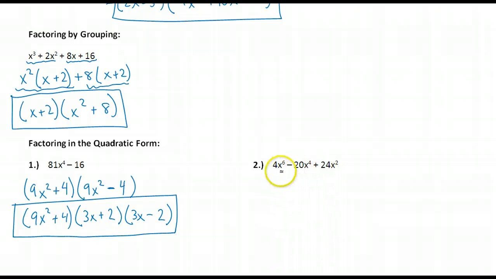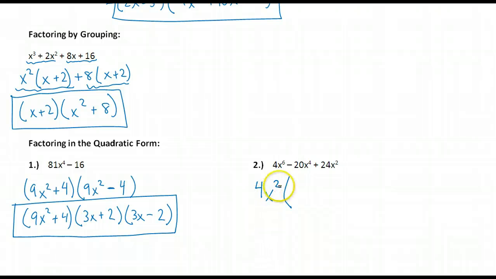Problem 2. Before I factor anything, I have my coefficients of 4 and 20 and 24. Well, there's a 4 that's common between all of those. And if I look at my exponents, I have x to the 6th, x to the 4th, and x squared. So I could factor out an x squared from everything. So I'm going to factor out a 4x squared before I factor any further.